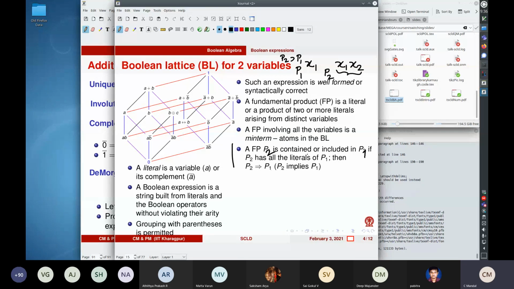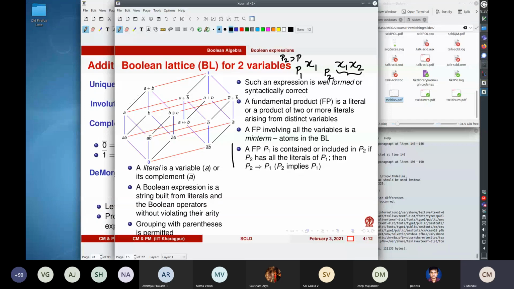I would say that P1 is contained or included in P2 if P2 has all the literals of P1. Yeah, that is all right. Sorry, this is correct, no problem with this. So P1 is contained in P2, is included in P2. The fundamental product P1 is contained or included in P2 if P2 has all the literals of P1, and in that case P2 implies P1.